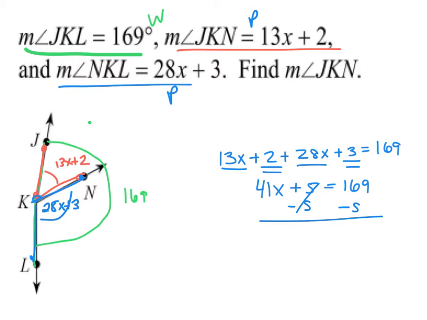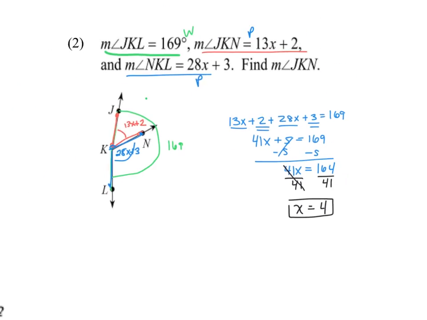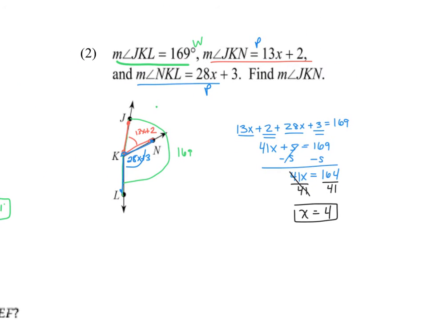So 169 minus 5 is 164. And then to get x by itself, I divide by 41 on both sides. My 41s cancel, and I get x is equal to 4. But here's the issue. Was the question asking you to find x or to find an angle? Yep, it was asking me to find an angle.